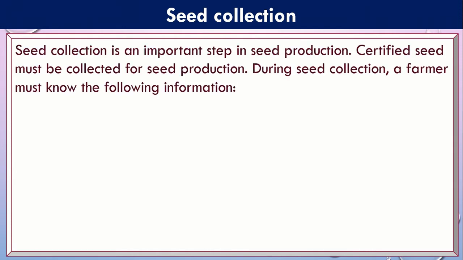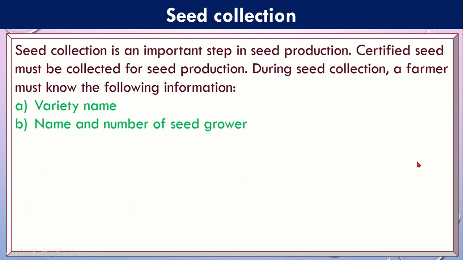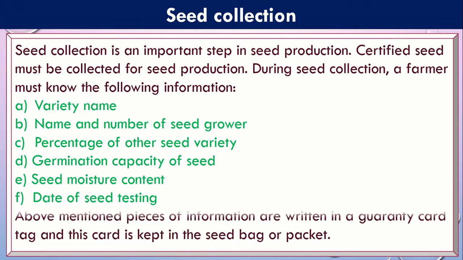Now, seed collection. How do you collect the seed from the mother plant? Seed collection is an important step in seed production. Certified seed must be collected for seed production. During seed collection, a farmer must know the following information: the variety name, the name and number of the seed grower, the percentage of other seed varieties, the germination capacity of the seed, the seed moisture content, and the date of seed testing.